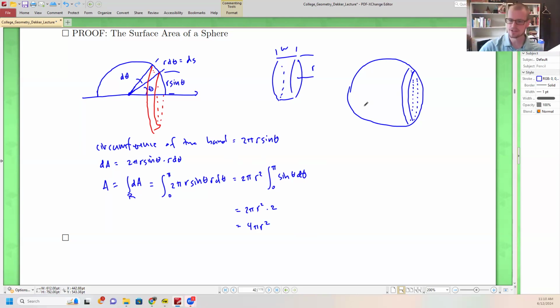Sweet. Okay, so that was a really quick presentation of the formula for the surface area of a sphere. I would encourage you to check out any other resources or ask questions if you feel there are any gaps in this explanation.